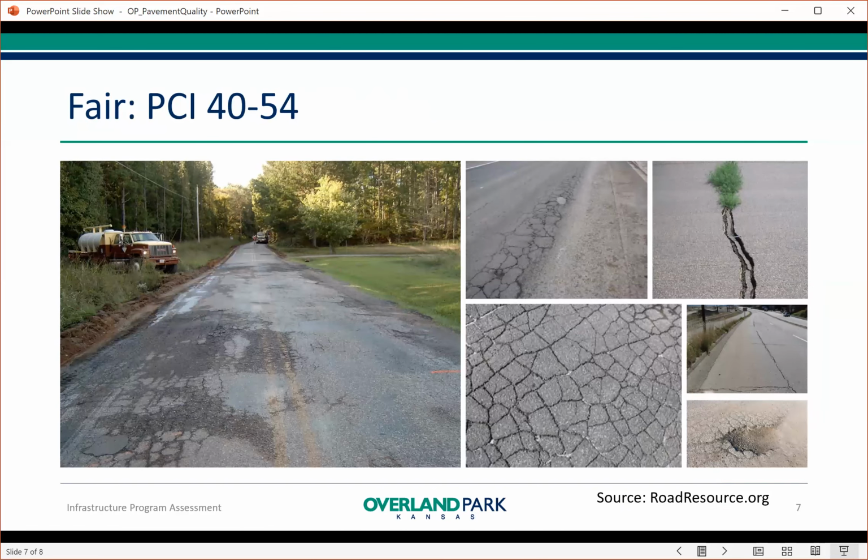At a fair rating, the asphalt layers are fully compromised, and the aggregate base and possibly subbase have begun to break down from water infiltration. The picture on your far left is an example of a base failure. The darker spots are where water is sitting within the pavement structure, weakening the asphalt, moving aggregate in the base, and eroding the soil in the subbase. Surface treatments are not very effective at this level. 40% of Overland Park streets are rated between good and fair.